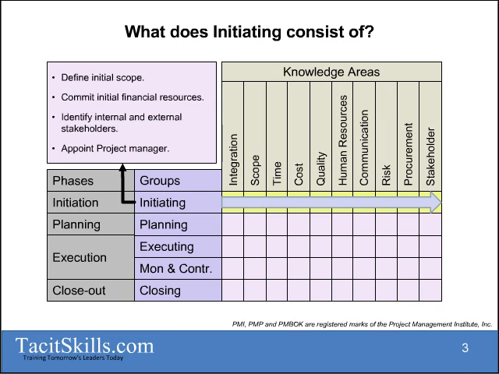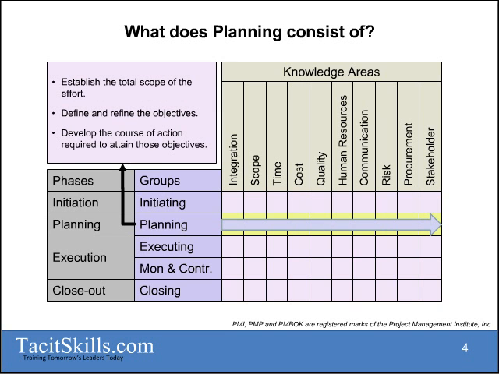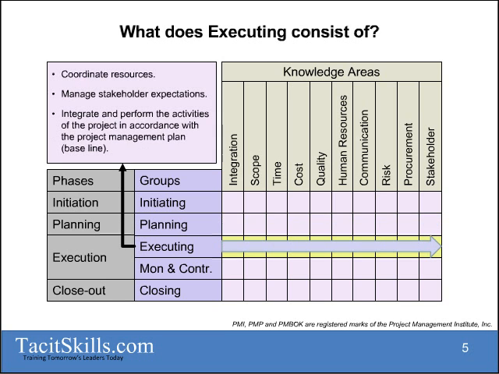If we continue to our planning processes, what do we do in them? Obviously, we must establish the total scope of our project and our product. We must define and we must refine all our objectives. At the high level, we've already done that at the initiating stage. In the planning one, we're going to do the detail of that. And then also to develop a course of action, how we're going to meet these objectives.